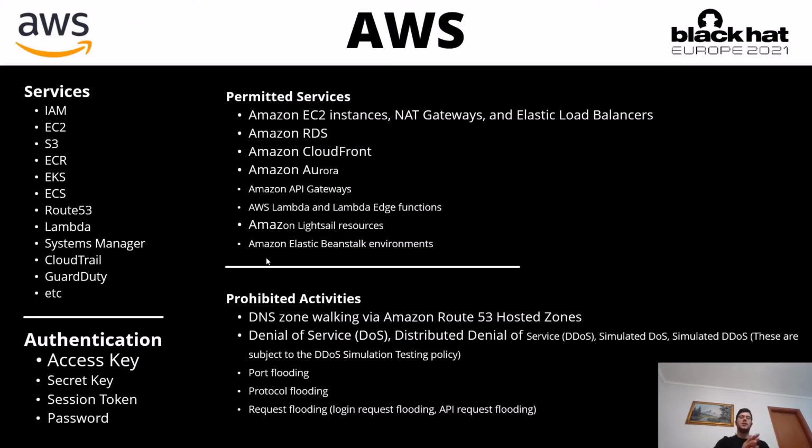Now, as for the AWS, we need to clear this out first. AWS offers quite a lot of services. As I said, we have a list of services that we check. The authentication on that is done by access key, secret key and session token for the roles, and password when you have access to the login profile, so when you have access to the dashboard, to the web page.